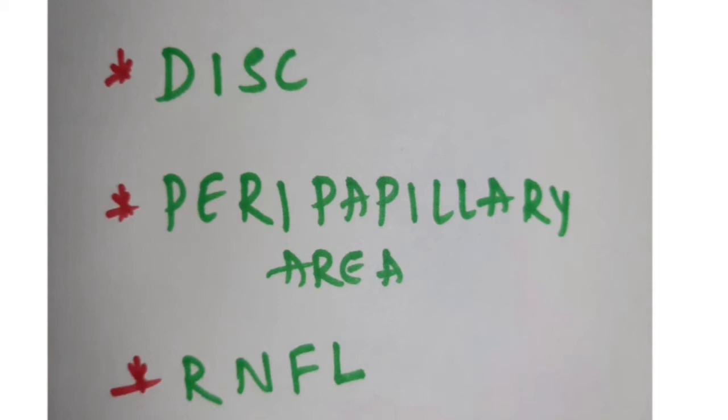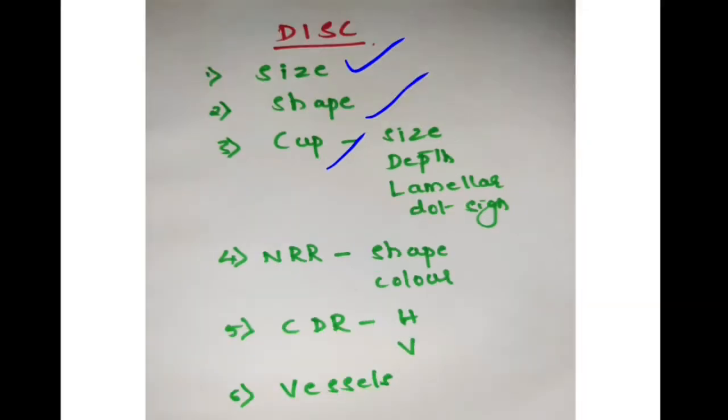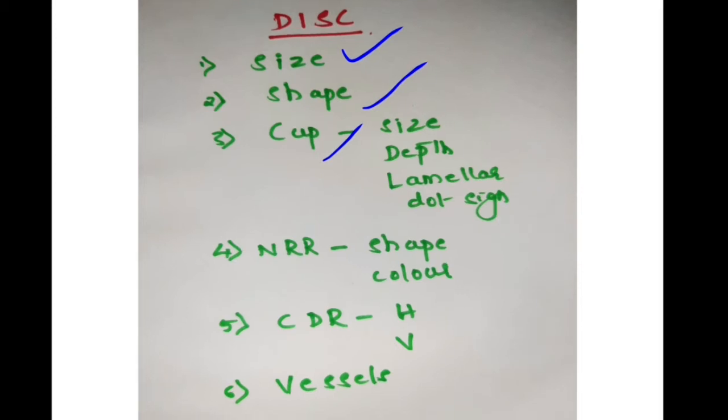When you examine the optic disc proper, it should be under the headings of optic disc size and shape, the optic cup size, shape, depth and the lamellar dot sign, the neuroretinal rim, its shape and color, CDR, that is cup disc ratio, both horizontal and vertical measurements, and vessels over the optic disc, as well as the Kestenbaum sign. So these are the things which you see in the optic disc. In the peripapillary area, we have the alpha zone and the beta zone and the retinal nerve fiber layer examination. So when you examine the fundus of a glaucoma patient, all these things should be examined properly. So let's discuss each one now.